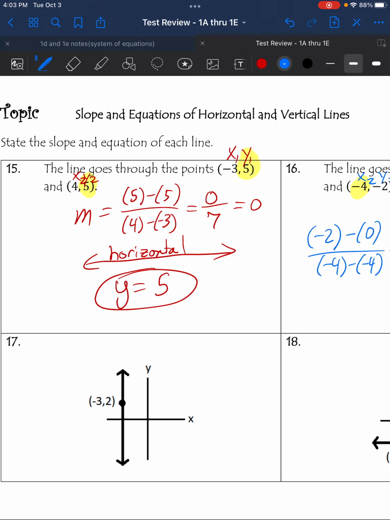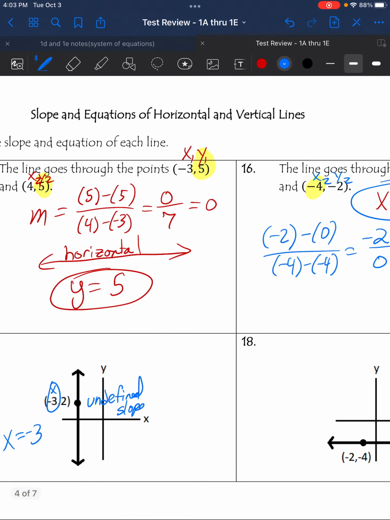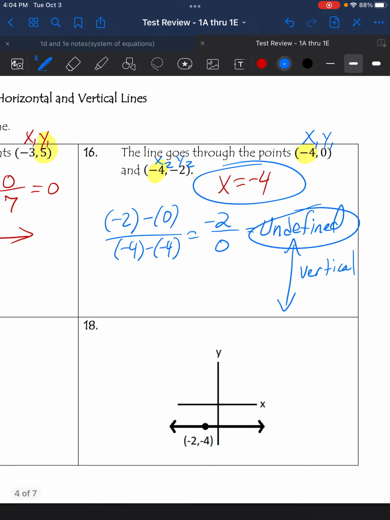All right, number 17 is a vertical line. So a vertical line means that the x value repeats. So it's going to be x equals -3. And it'll be undefined slope. My algebra 2 teacher always said, if it's a vertical line, or if you can't walk it, then it doesn't have a slope.